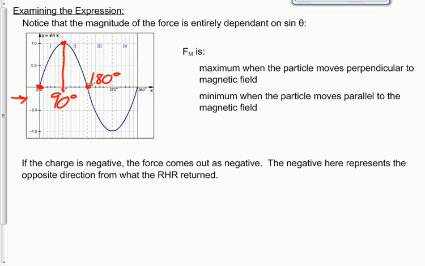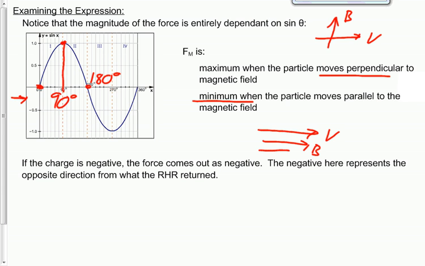So what that means for us is that the magnetic force is a maximum when the particle moves perpendicular to the magnetic field, so that means that the particle is moving this way and the magnetic field is this way, or that the magnetic force is a minimum when the particle is moving parallel, or I guess anti-parallel to the magnetic field. So any sort of case like this, there will be no force between it. So in order to have a force on a charged particle, you need to have the particle moving across the magnetic field.